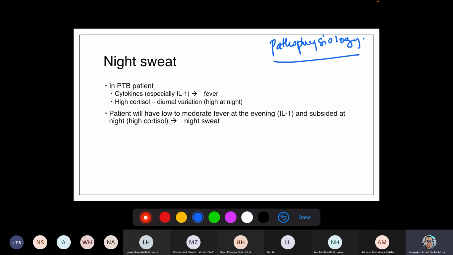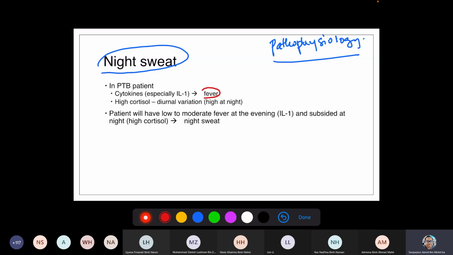For number one, the most important thing is the night sweats, the presence of night sweats in PTB patients. In PTB patients, a lot of cytokines are released by the inflammatory cells, by the white blood cells. These cytokines, especially interleukin-1, will cause the patient to develop fever. In a normal human being without any disease, the production of cortisol or the steroid hormones usually shows a diurnal variation. This means in the morning the cortisol level is very high, and during nighttime the cortisol level is a little bit lower compared to the daytime.